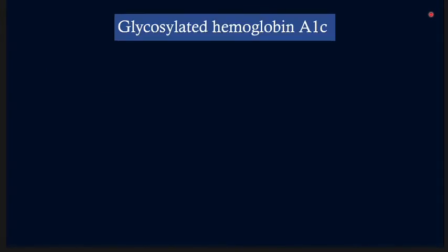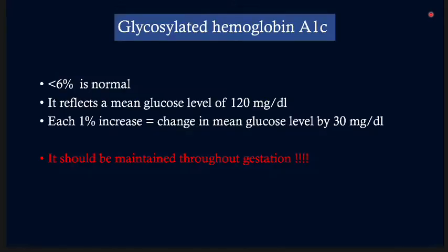Hemoglobin A1C should be maintained throughout the pregnancy. There is no such thing as it should be 6 in the first trimester and then 9 or 12. No, it should be 6 or even below 6 if possible, and it should stay the same, because each 1% increase actually reflects a change in mean glucose level of 30 milligrams per deciliter.